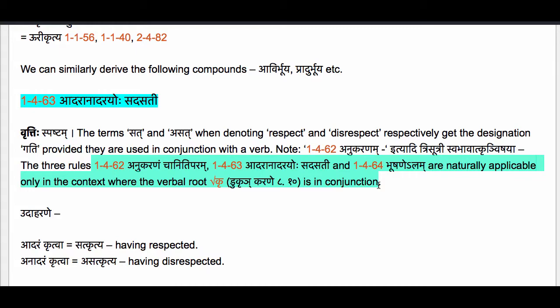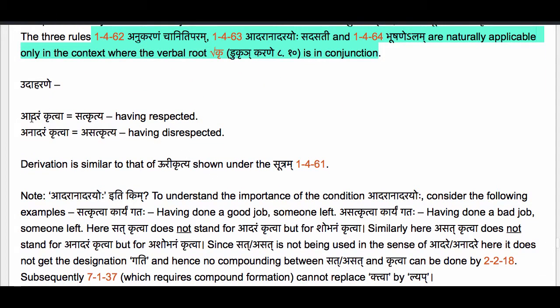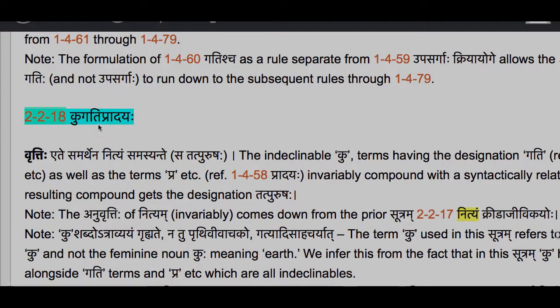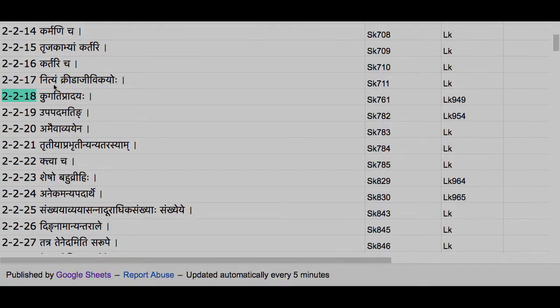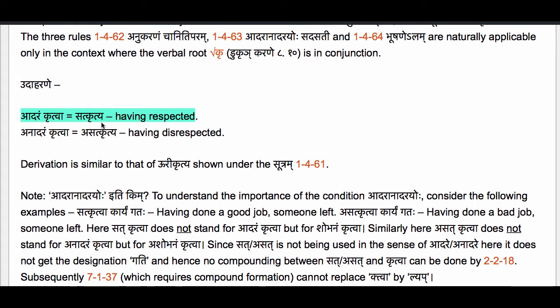Okay, let's take the examples here. Adaran Kritva equals Satkritya, meaning having respected. Again, recall that the compounding is being done by the Sutram 2218 Ku Gati Pradayaha, which has the anuvritti of Nityam coming down from the prior Sutram 2217. Therefore, the Vigraha of the compound cannot be done using exactly the terms which are in the compound. Therefore, we say Adaran Kritva. We have to use some other word to express the meaning of Sat.